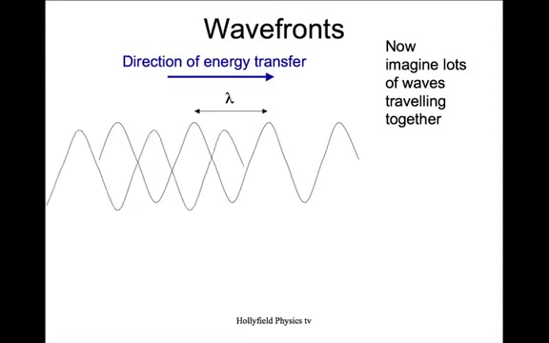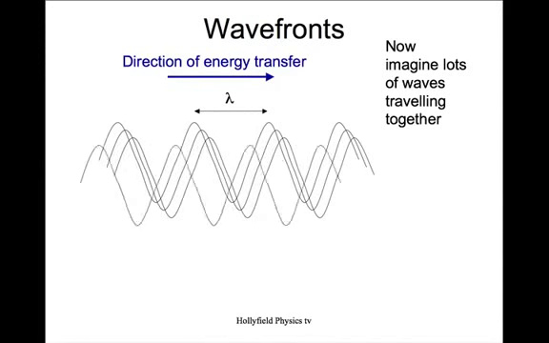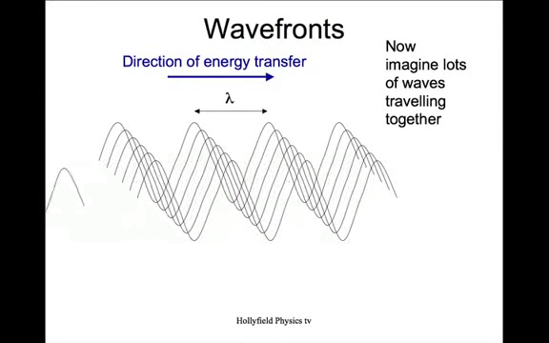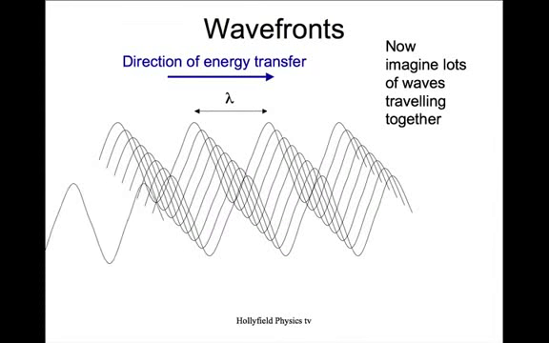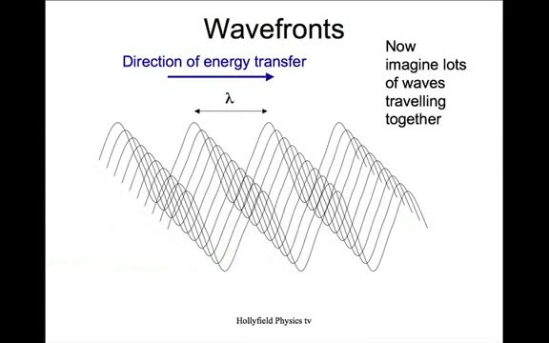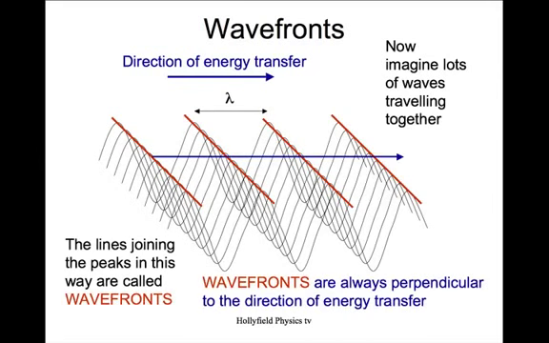Let's look at lots of waves travelling together. This is the sort of thing you might see at the seaside, at the beach. You're standing there and you're jumping over the waves. You're not jumping over a single wave, but you're jumping over lots of waves all travelling at the same time. And so what we're really jumping over are those red lines, which are lines that join the peaks of our waves. And those lines are called the wavefronts. Now, as you can see, the wavefronts are at right angles or perpendicular to the direction that the wave is travelling, the direction of energy transfer.